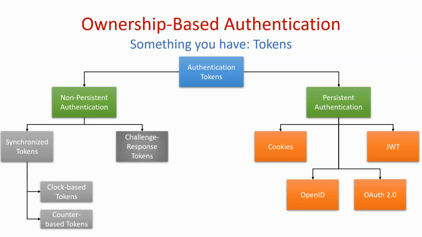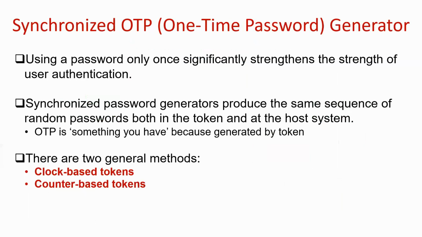And there are two types, as you see in this figure. There are tokens that are used for non-persistent authentication, and there are tokens that are used for persistent authentication. Non-persistent authentication means that it's just one-time authentication. You just want to do something in the system now, and you need to be authenticated just for this activity, and that's it. In this case, the non-persistent authentication can be based on synchronized methods or challenge response methods. And for persistent authentication, we will discuss several systems: cookies, JWT, OpenID, and Open Authentication 2.0. We start our discussion with non-persistent authentication. Sometimes they're also called one-time passwords.